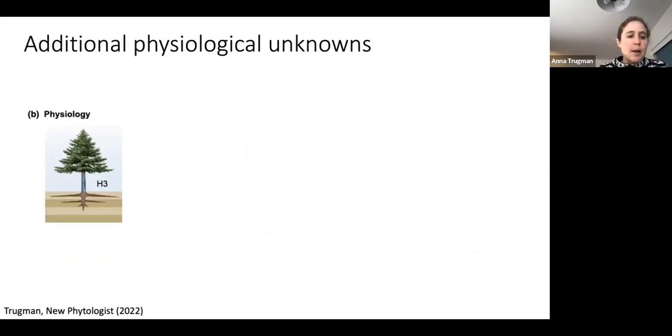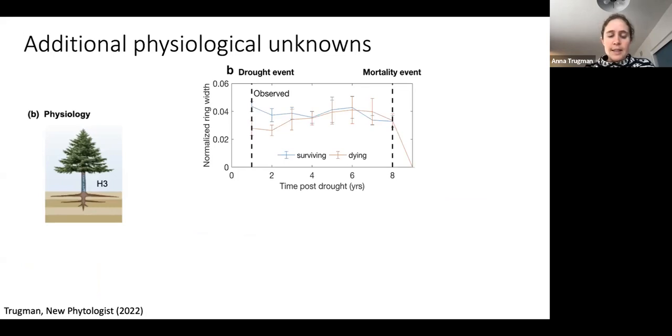I think there's a lot of room to look into additional physiological unknowns like intraspecific trait variability and also processes like drought damage and recovery. This is highlighting a potential hypothesis that my group worked on, trying to figure out possible mechanisms that might explain why we see lagged mortality events after drought and even sometimes pretty normal growth.